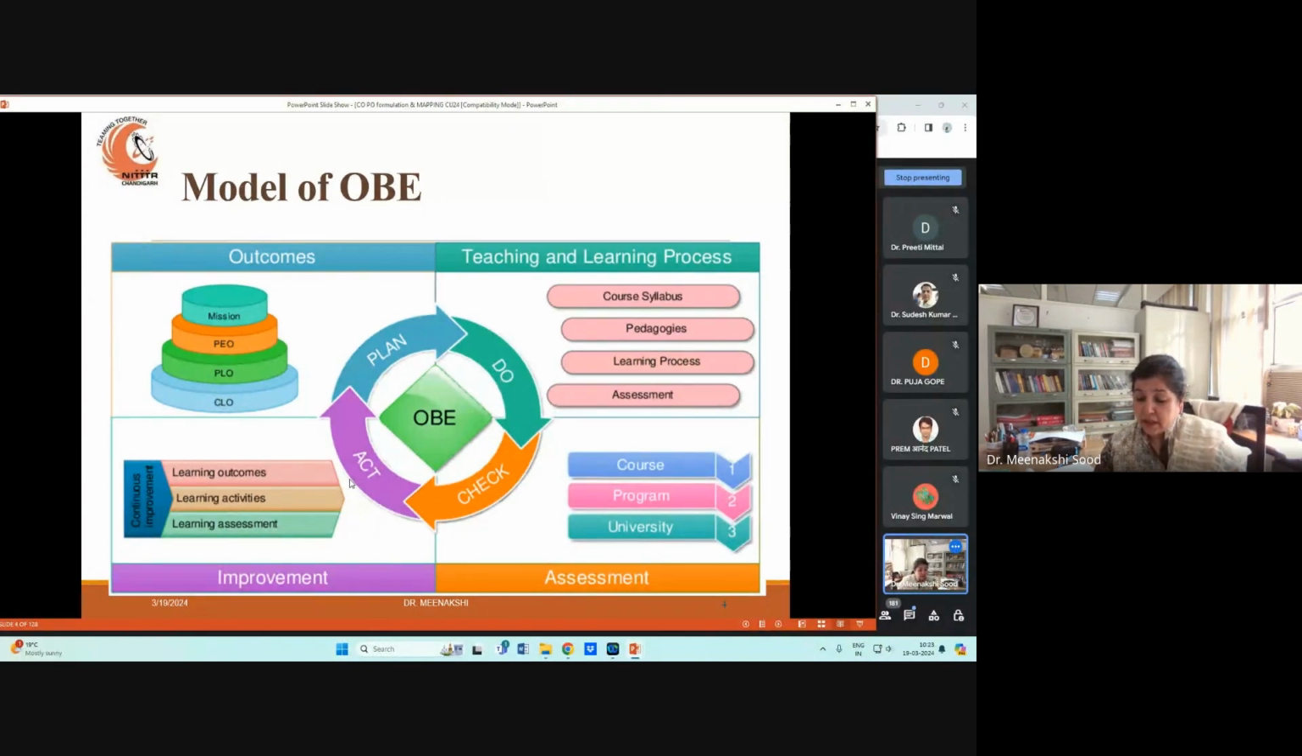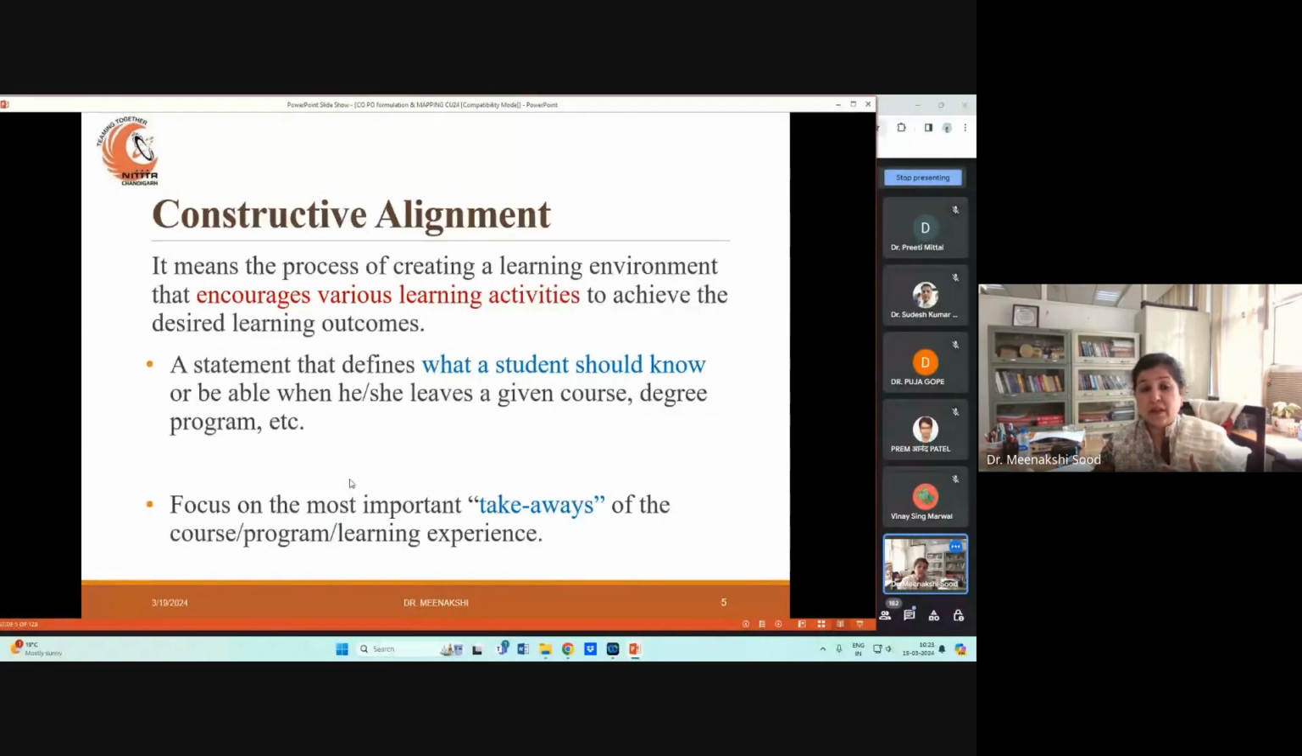So when we talk about the curriculum designing part, first the OBE model should be clear to all the faculty members and even to the students, right? OBE is basically based on the constructive alignment of the entire learning environment, which encourages the various learning activities of the students. The entire environment should be designed in such a way, not only the class, even the labs, hostels or campus, anywhere, the entire ecosystem of providing education to the students should be created in such a way that the student should be able to achieve the desired outcomes, right?